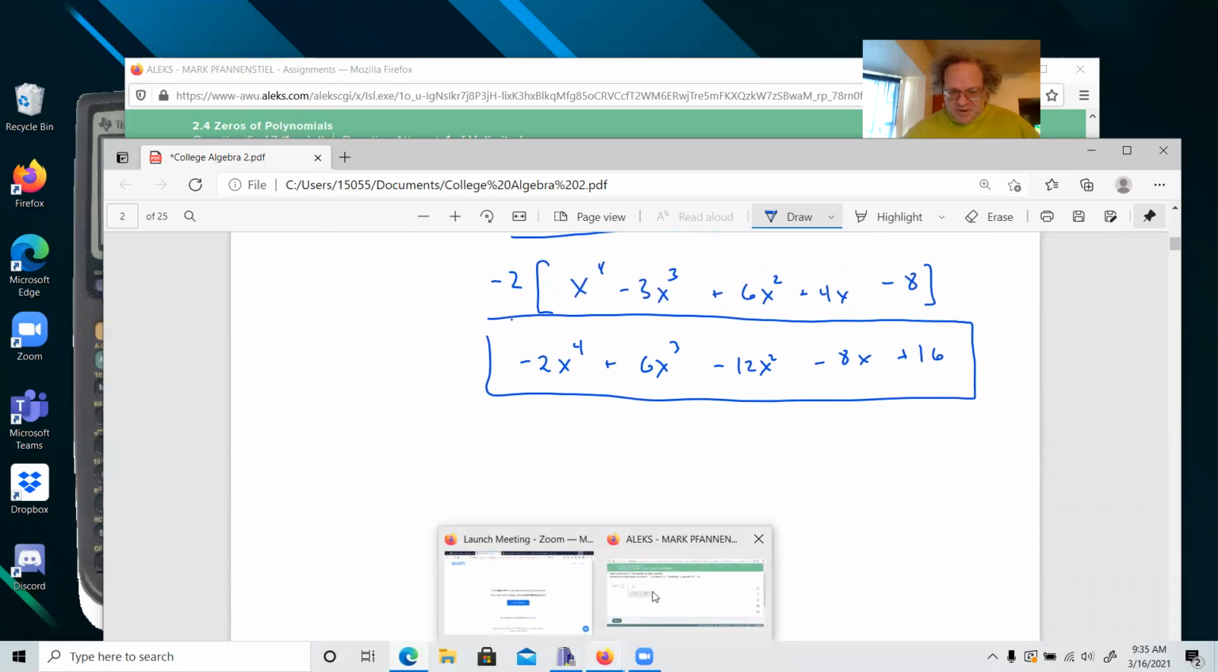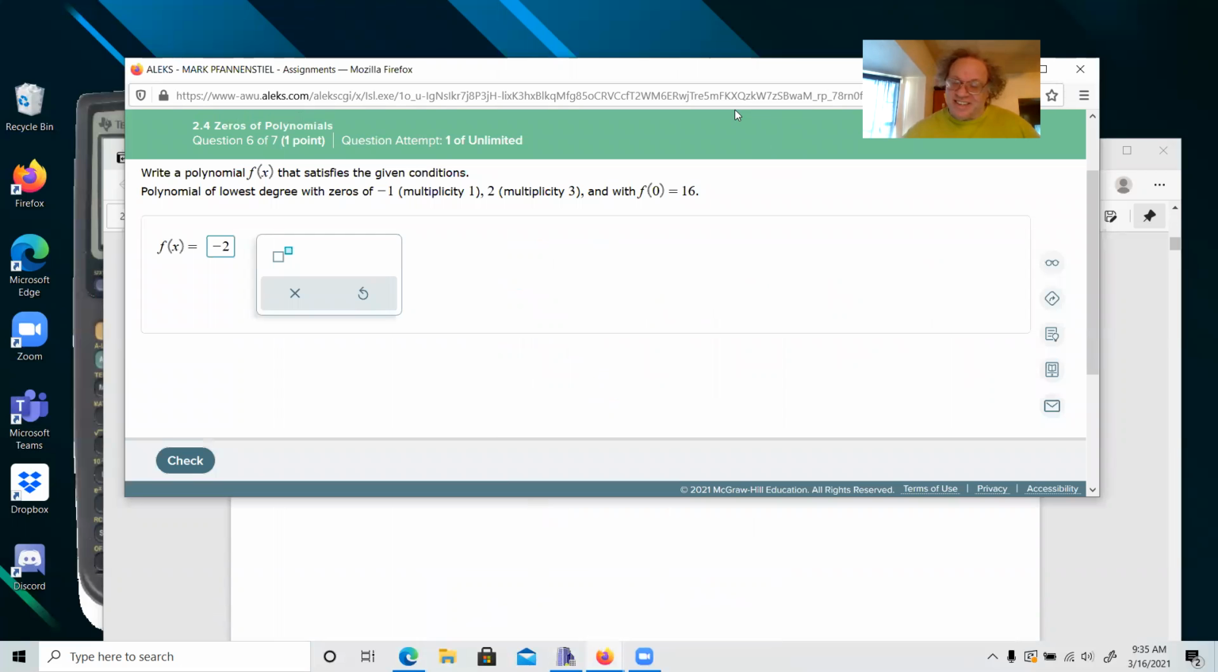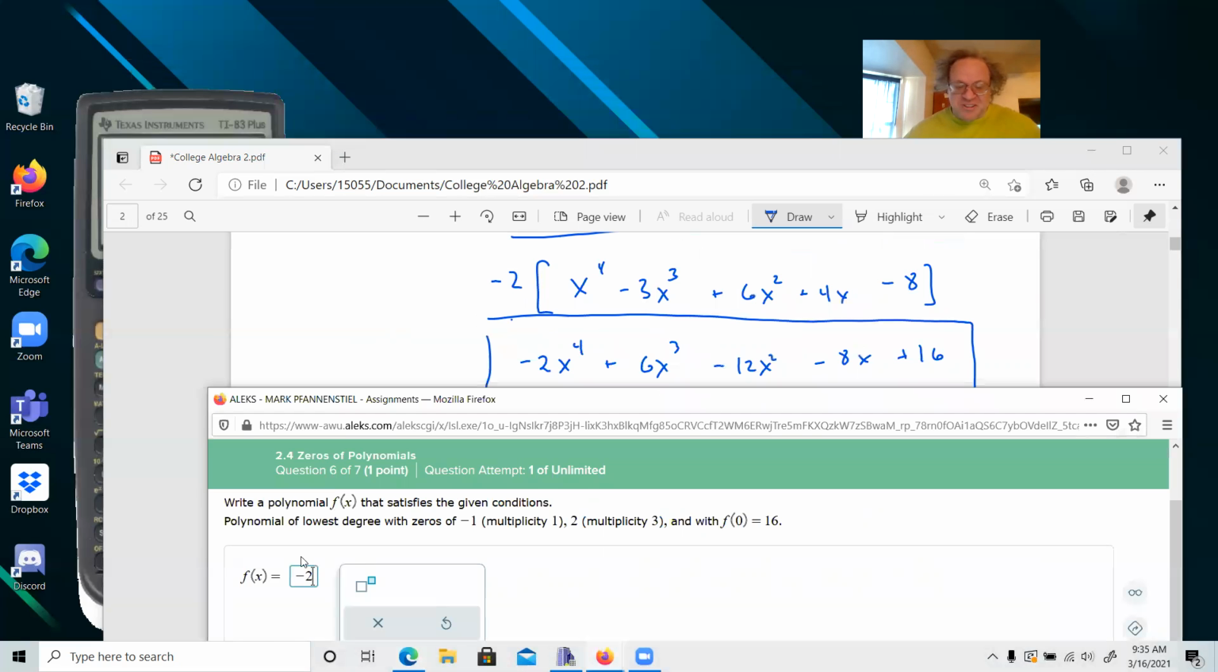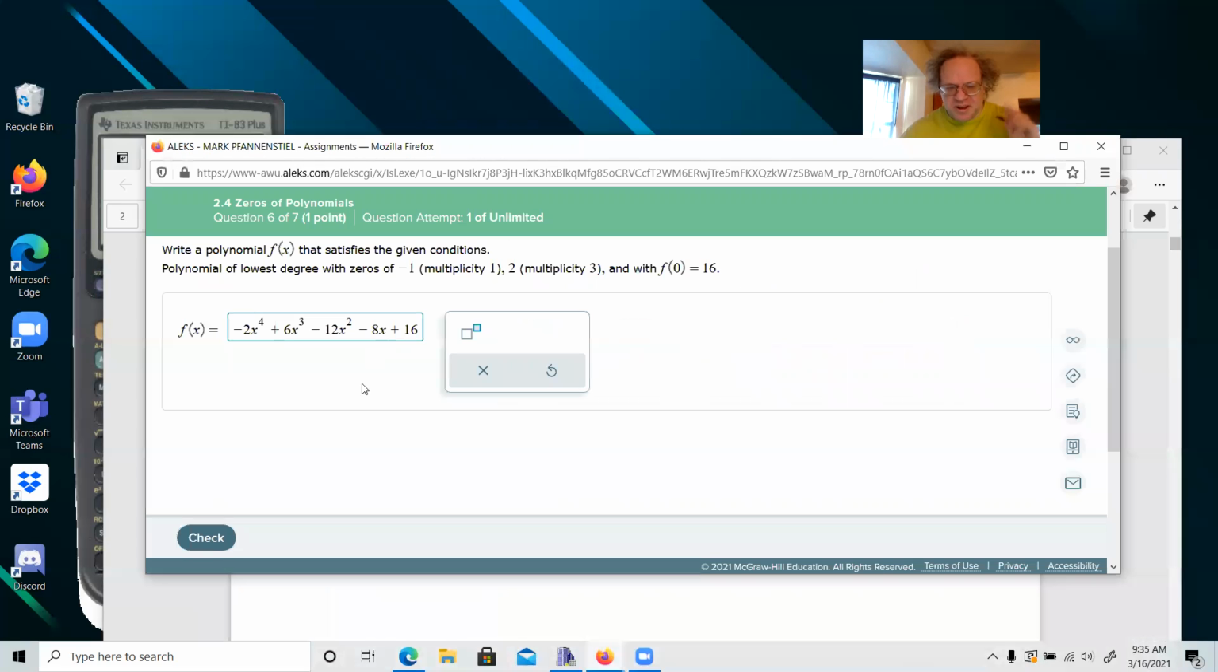Let's see, did we get it right? Because again, I get it. There's a lot of moving parts here, and you could have messed up anything along the way, and the computer is going to be upset with us. 6x cubed. So I'm not promising perfection here. Minus 8x plus 16. All right, so fingers crossed.